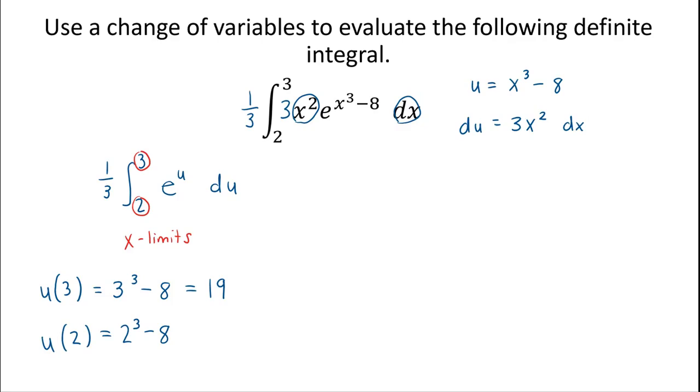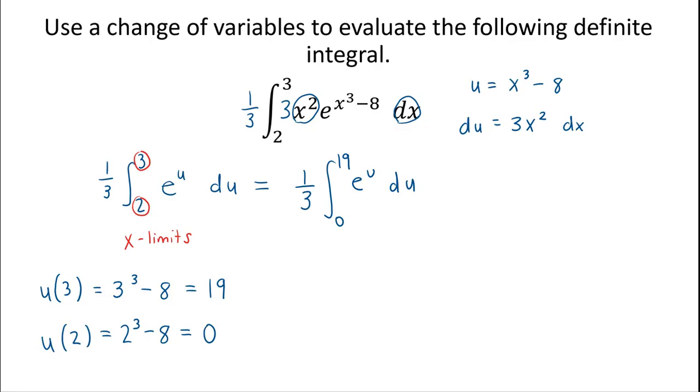That gives us 2 cubed minus 8. Well, 2 cubed is 8, and 8 minus 8 is 0. So our function u, evaluated at the lower limit of 2, gives us 0. So these are our new limits of integration in terms of u. So our new integral is 1/3 the integral from 0 to 19 of e to the u du.